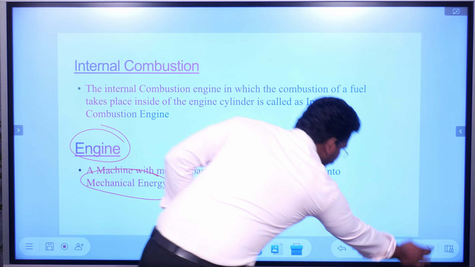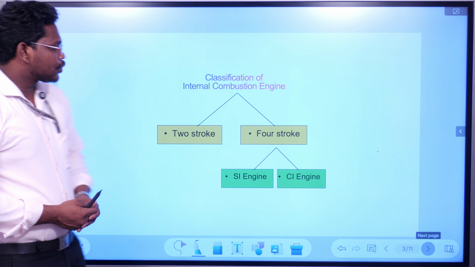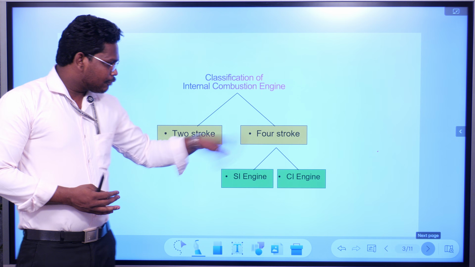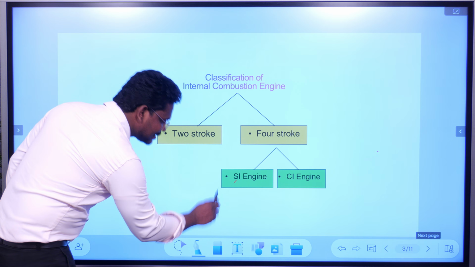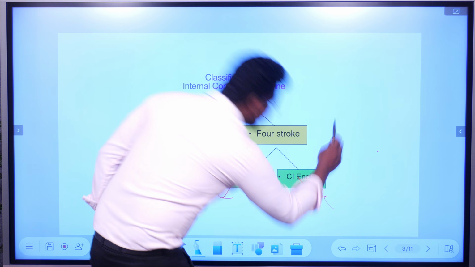So, classification of IC engines: 2-stroke engine and 4-stroke engine. The 4-stroke engine is further classified into SI engine and CI engine. Brief discussion of the SI engine is completed, and the CI engine is completed. Next.